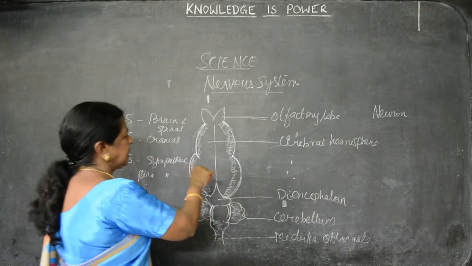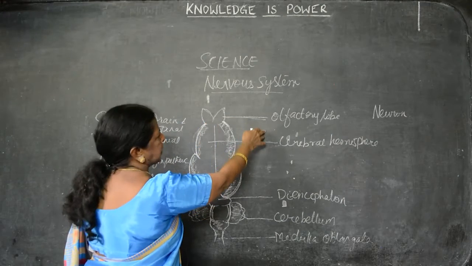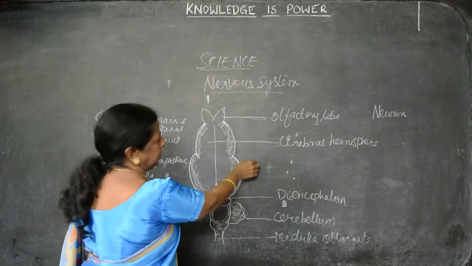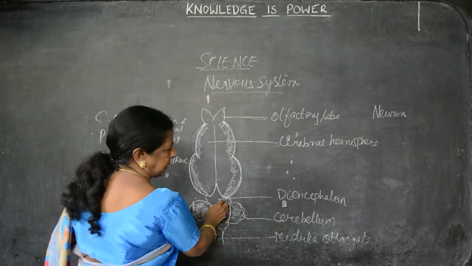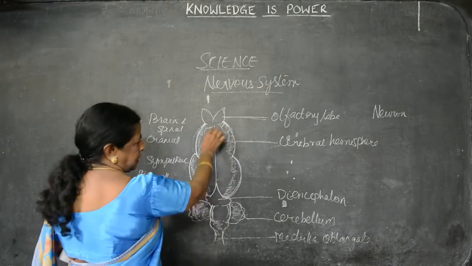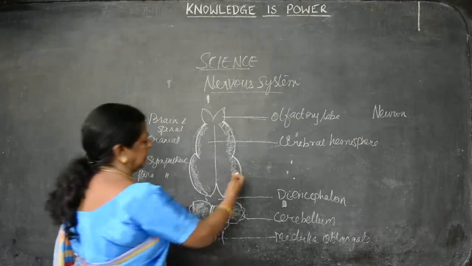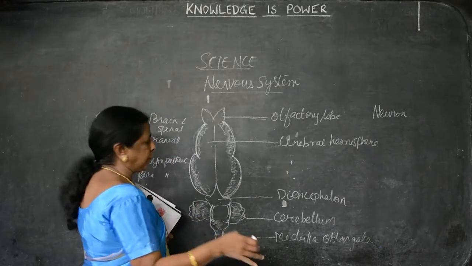So the nervous system, this is the dorsal view of the brain. The olfactory lobes are there. They are two lobes. They are connected with cerebral hemisphere. Cerebral hemispheres in between are joined in a place that is diencephalon. This is cerebrum, that is the biggest part of the brain. Next to cerebrum, what is this? Cerebellum, that is the smaller part of the brain.